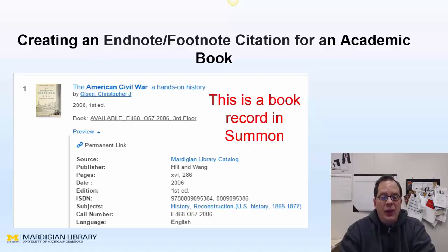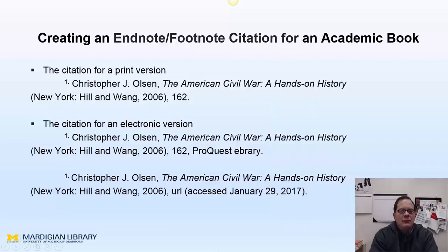All right, then we need the publisher, which in this case is Hill and Wang, and then we need the date of the publication, which in this case is 2006, and then we need the inclusive pages that we are using from the book. Okay, so those are the elements that you need to create a book citation for an endnote in CMS style. Okay, now on the next screen we are going to put all of these elements together, and come up with an endnote citation for this particular item.